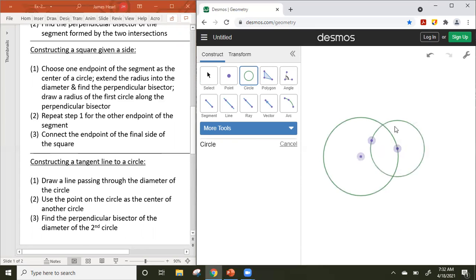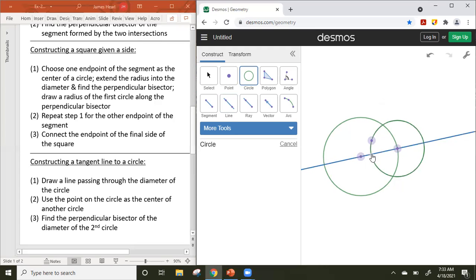If I do the diameter of this circle and find its perpendicular bisector, I'm guaranteed it's perpendicular and it passes through this point, which will make it tangent to the original circle. It's a very quickie construction. So first things first, we need the diameter passing through. So we'll have that. Now let's go do perpendicular bisector.